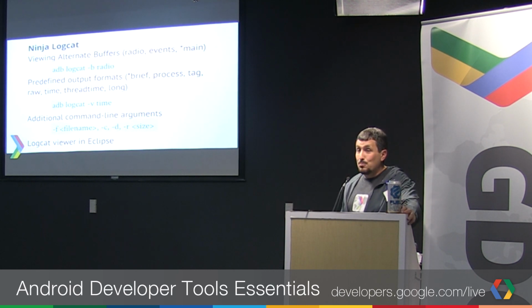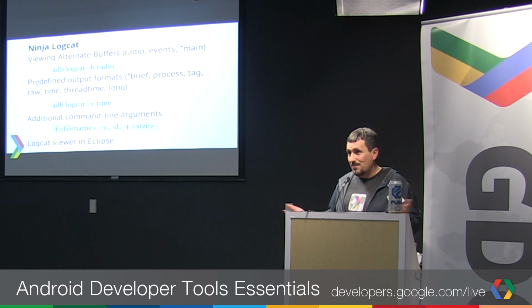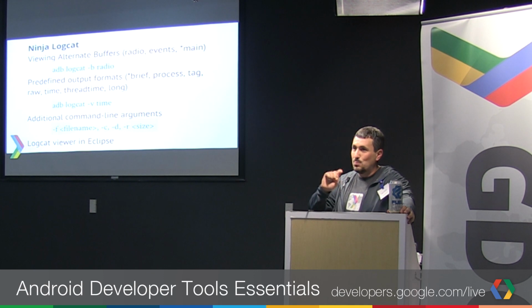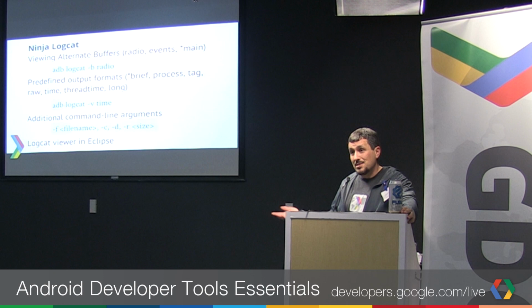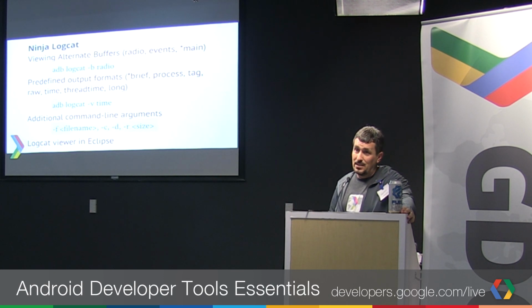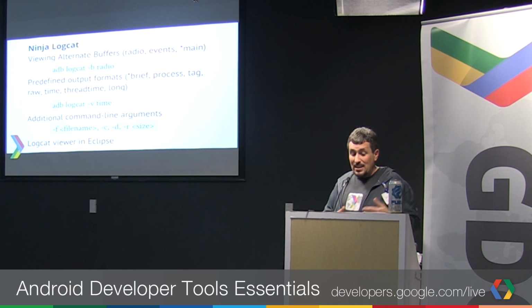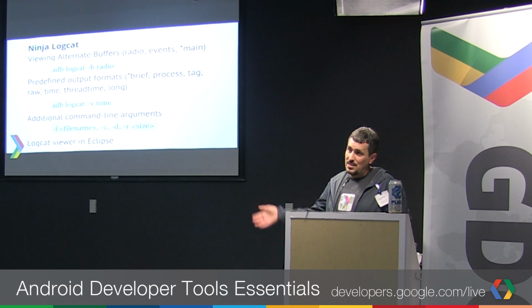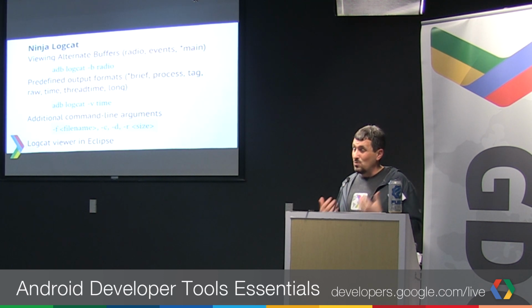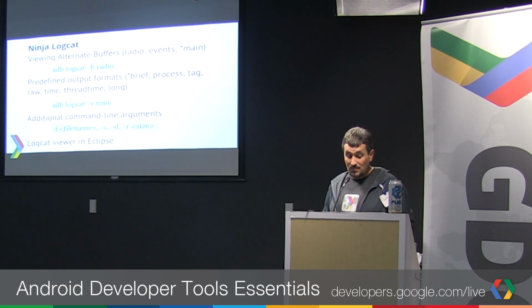There's also a variety of predefined output formats. So brief is the default, and that specifies different parameters that will be output. But time is a really useful one that appends a time, which isn't in the basic log functionality. And again, you can add these command line arguments in addition to the tags. So as you can see, there's a really rich set of Logcat functionality.